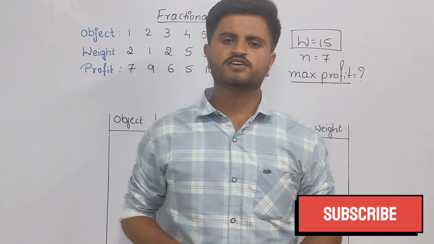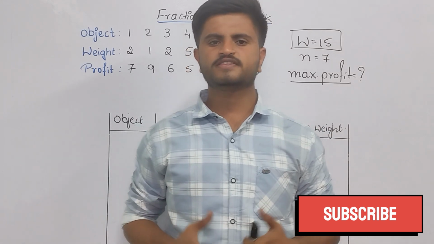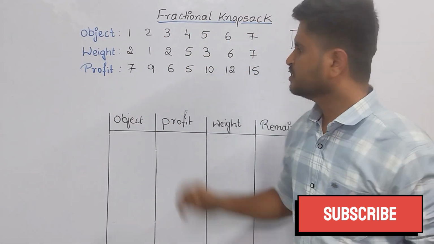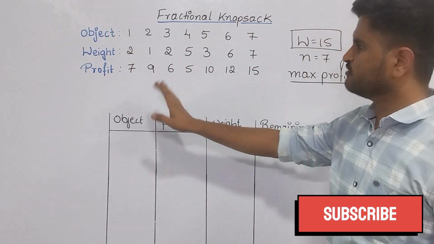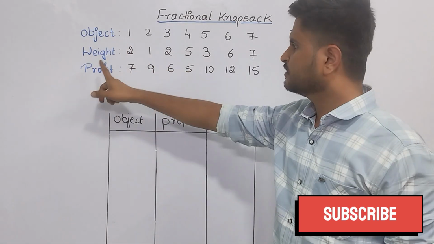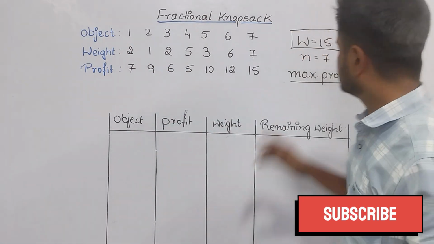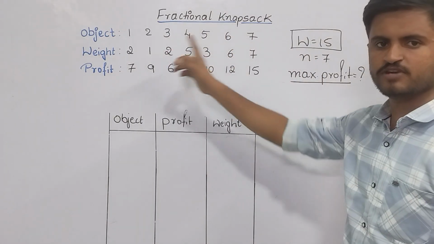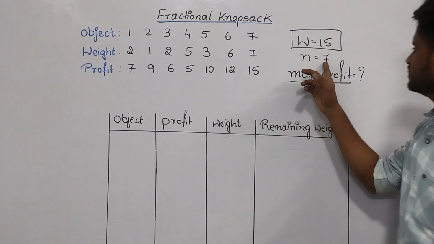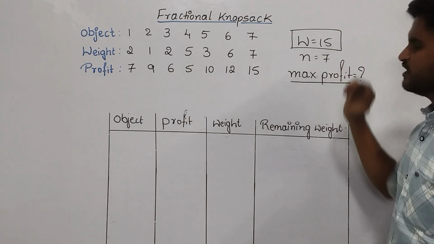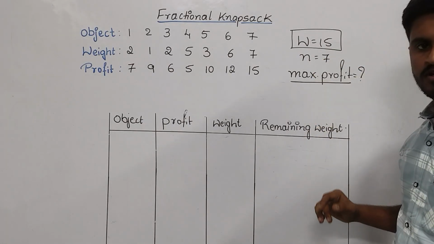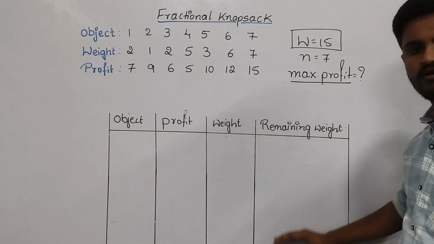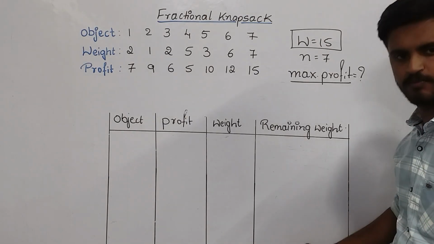Everyone, in this video, let's discuss how to solve the knapsack problem. That is the fractional knapsack problem. So here in the question, they will be giving the objects, weights and the profits. This n specifies the total number of objects that we are using in this problem. That is 7. Next, what is W? That is 15. So W means the maximum capacity or the maximum weight that you can fill in this table.